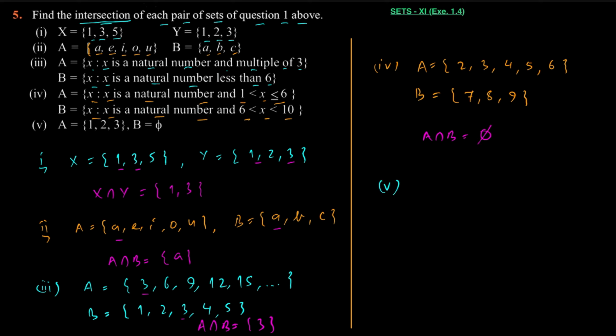Towards part number 5. We have a set A with elements 1, 2 and 3 and set B is an empty set. So we have set A having elements as 1, 2 and 3 and we have set B which is an empty set. So here again A intersection B will be an empty set because we have no elements common to both the sets.